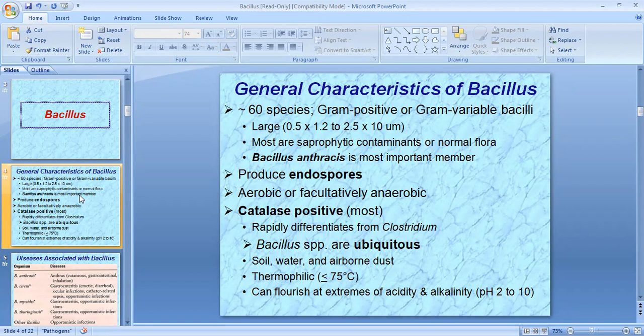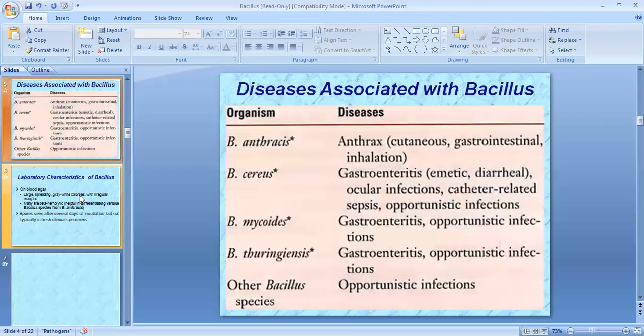Bacillus species are ubiquitous, remaining in soil, water, and airborne. They are thermophilic. They can flourish at extremes of acidity and alkalinity. So that means the resistance power is very high.